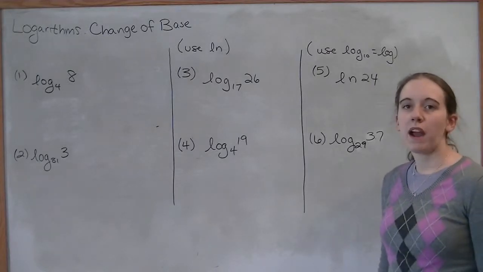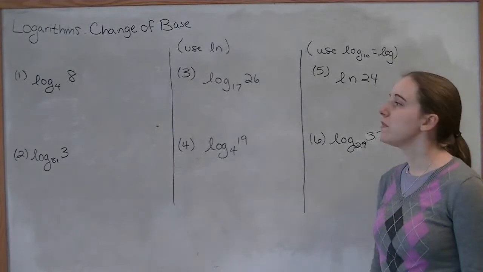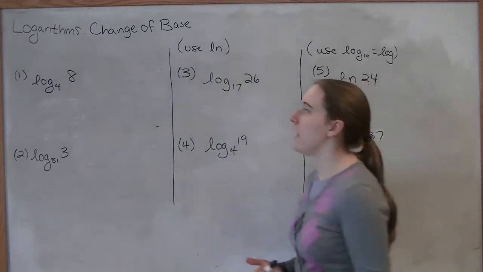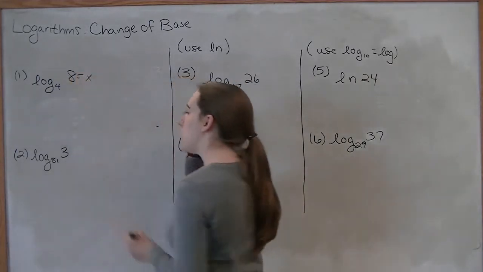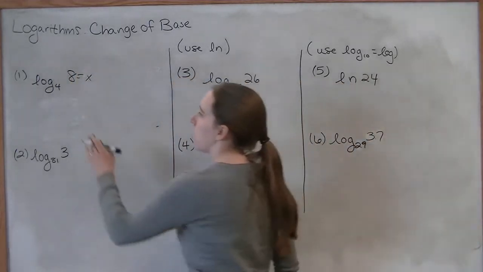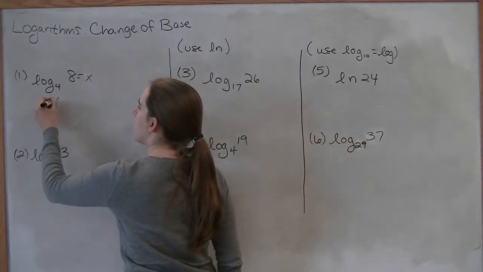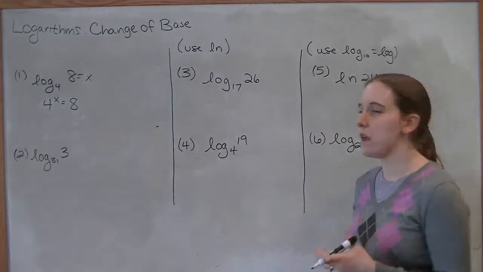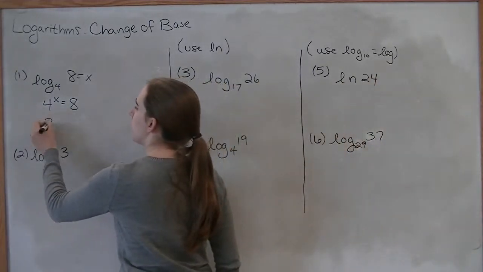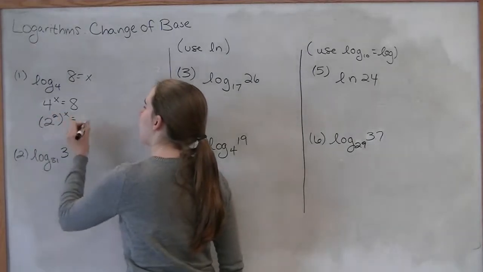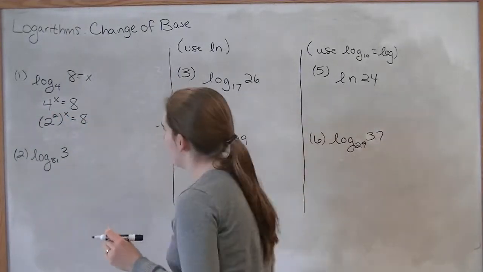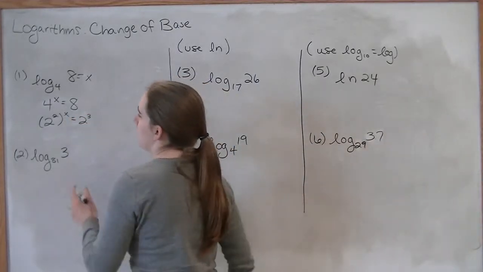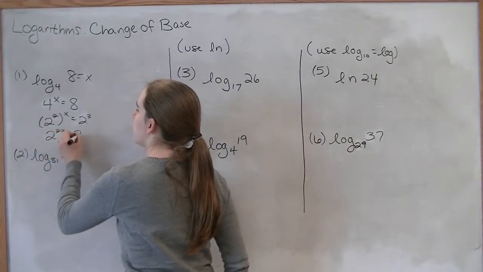Let's just get a little bit of practice now using the change of base formula. So first of all, let's look at log base 4 of 8. If we set this equal to x, we could solve this by taking 4 to the x is equal to 8, and then using a matching base type thing. We know that 4 is 2 squared to the x, 8 is 2 to the third. So we get 2 to the 2x is equal to 2 to the third.